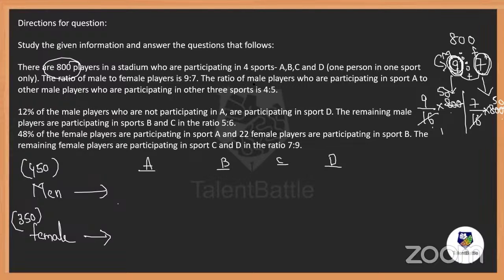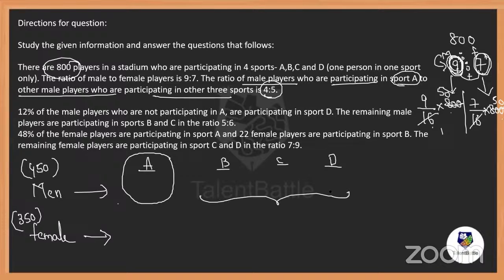Now the ratio of male players who are participating in sport A to the other players who are participating in the 3 sports is 4:5. So whoever is participating in A and all those participating in these 3 games, they clearly told you male players are in the ratio of 4:5. Means you tell me first, 450 divided in the form of 4:5. Tell me how much will be for 4 and how much will be for 5. Same like the previous one that we did here. How much will be for 4 and how much will be for 5. 4:5, split it.